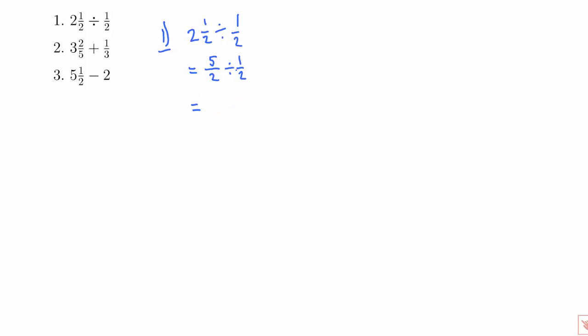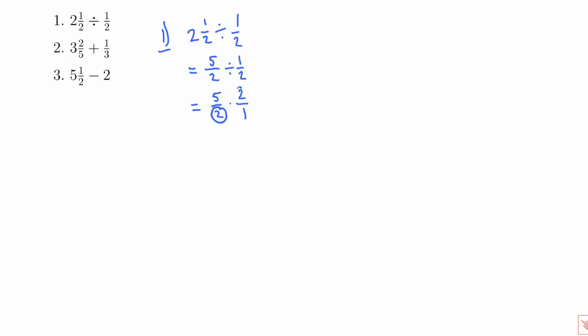Now, this is just a regular division problem. Notice that because it's division, we take the first one, write it down, and change the division to multiplication. And then we take the reciprocal, or the way that I like to say it, the reciprocal of the second. And that gives us 2 over 1. And then you just multiply like normal.